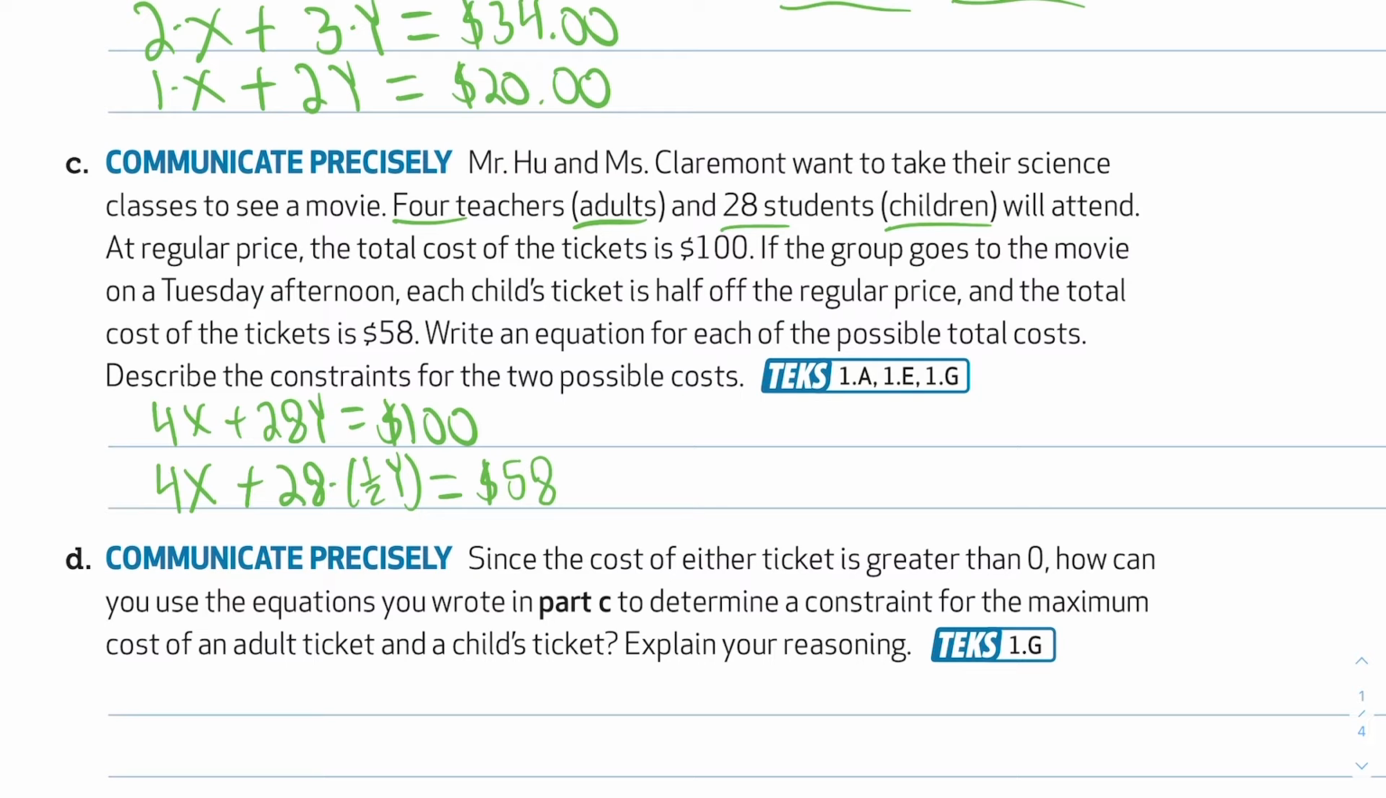Okay, so we did the first part. These are the 2 equations you should use. I would expect you to get the first one right, no problem. But the second one, 4x plus 28 times 1/2 y, you might have written that differently, but let me show you why that's how you should write it.